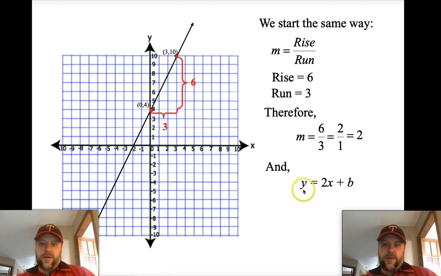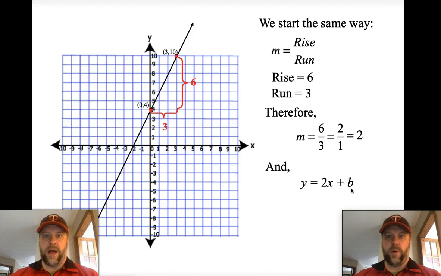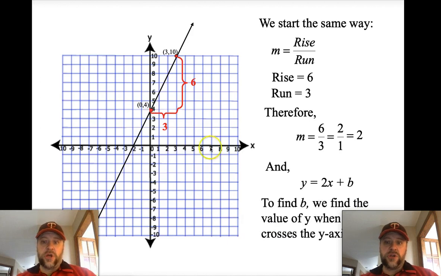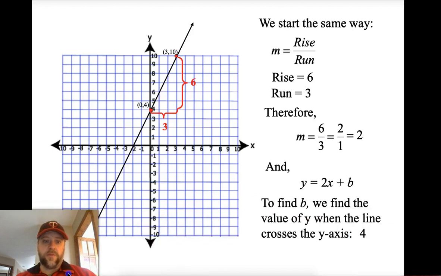Okay, so now I've got y equals 2x plus b because I have this 2. 2 goes in the spot for m. But what is the b part? Well, the b part is the y-intercept. So what I'm going to look for is the place where this line crosses the y-axis. And where does it cross the y-axis? It crosses it when y equals 4. And that spot is 4.